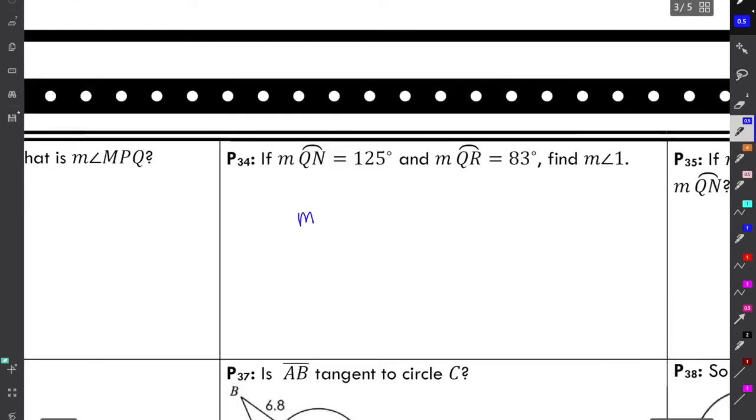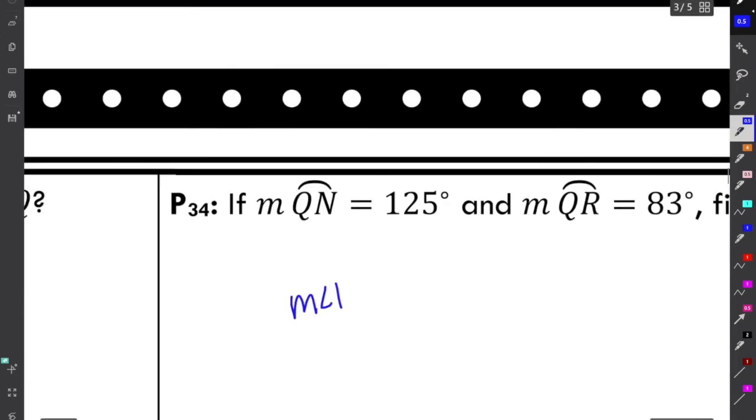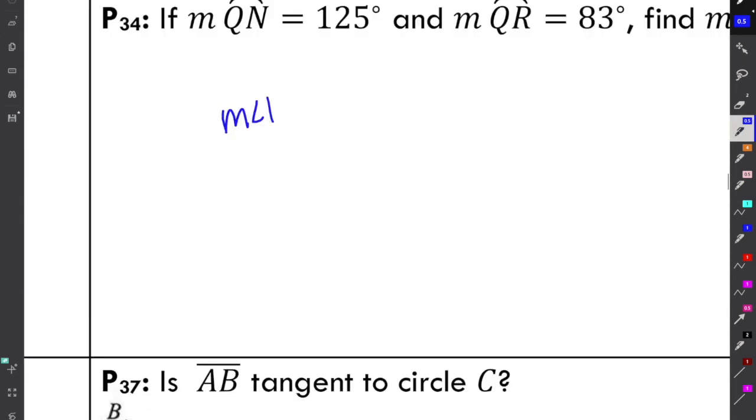So the measure of angle 1 will be equal to 125 minus 83, divided by 2. Alright, so in my calculator, 125 minus 83 is 42, divided by 2, which is equal to 21 degrees.